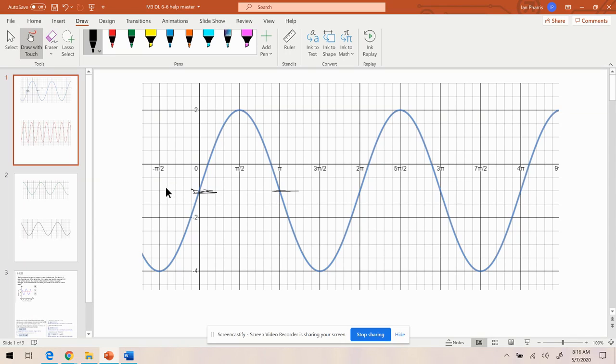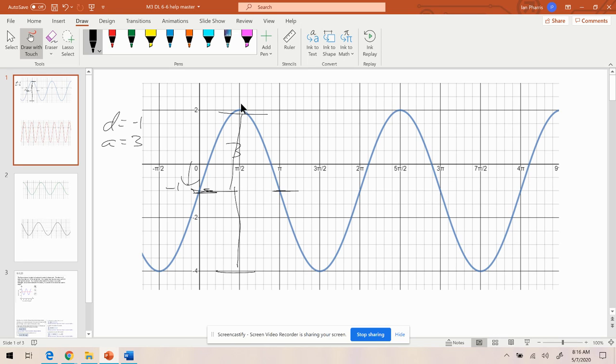The midline is -1. Boom, we know D equals -1. It's a vertical translation of down 1. And then A is the distance from the midline to the maximum or the minimum. They should be the same. This distance right here is 3. So the amplitude of this function is 3.